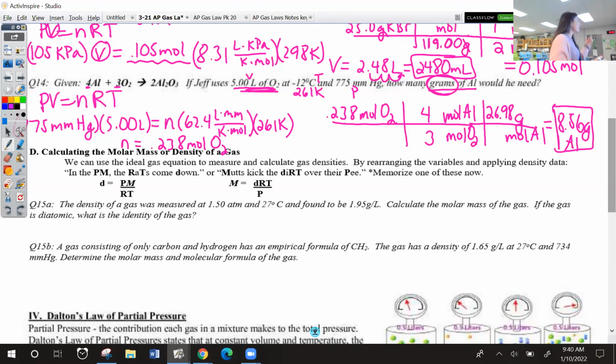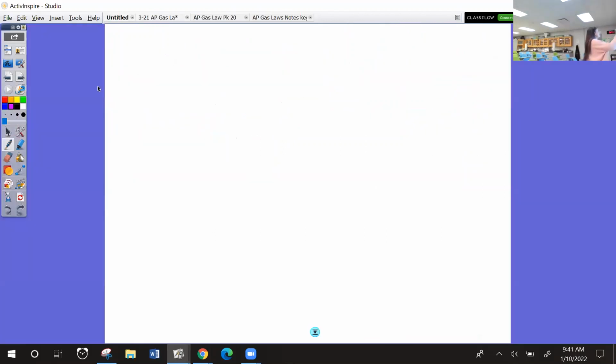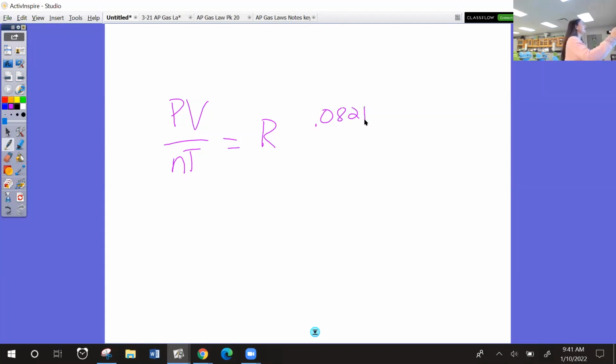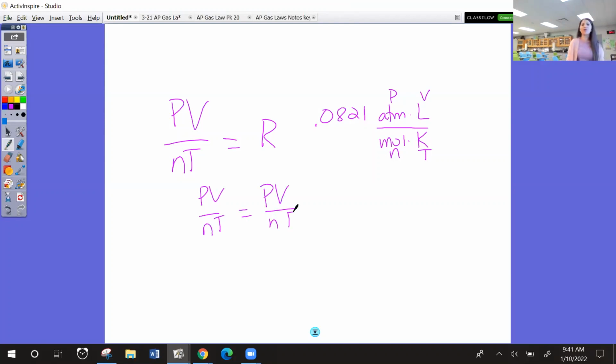And so basically using Pintner is a ratio specifically because they're giving you all of the values of R, okay? If you actually set up PV over NT equals R, and we know our values for R. For example, let's say we do it in atmospheres, it is 0.0821, and then it would be atmospheres times liters per mole Kelvin, which if we look, that's your pressure, that's your volume, that's your mole, that's your temperature. So basically this is saying P1 V1 over N1 T1 equals P2 V2 over N2 T2.